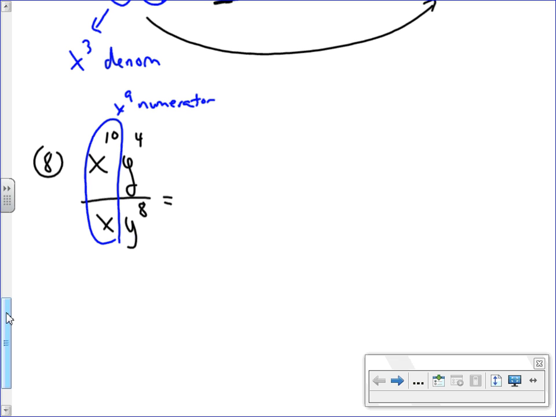Okay? And then you're going to think y to the 4th over y to the 8th. And you're going to see that 4 of them will cancel out, and you're going to be left with the y to the 4th, and it's going to be left in the denominator.